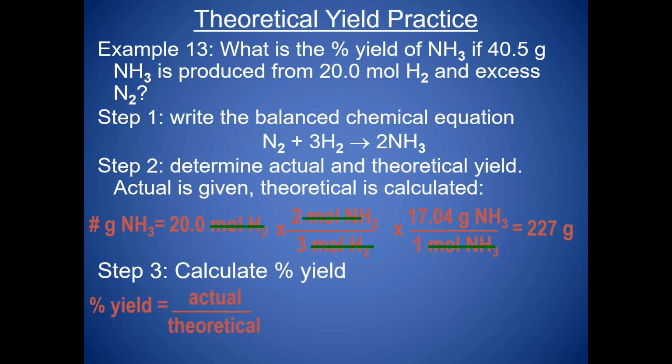Remember, percent yield is actual over theoretical times 100, so in this case, we have 40.5 grams ammonia divided by 227 grams of ammonia times 100, which in this case is a percent yield of 17.8%. Eek! That is not a good percent yield. That usually means that something went wrong somewhere, or this is an incredibly difficult process to make happen. Sometimes even in the real world with scientists who do everything right, some chemical reactions are not very efficient and they cause you to get low percent yields.